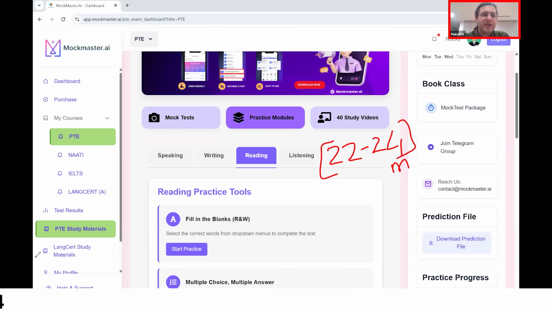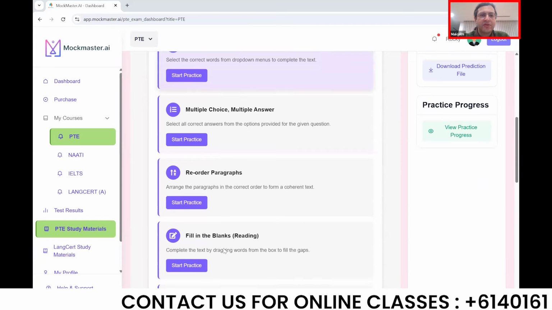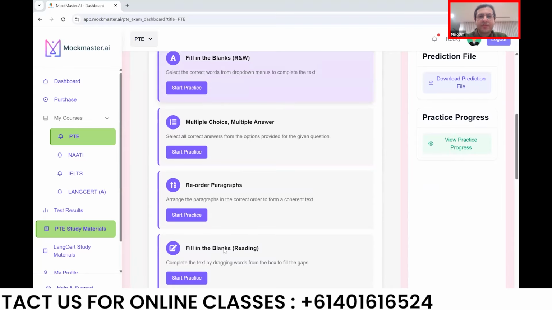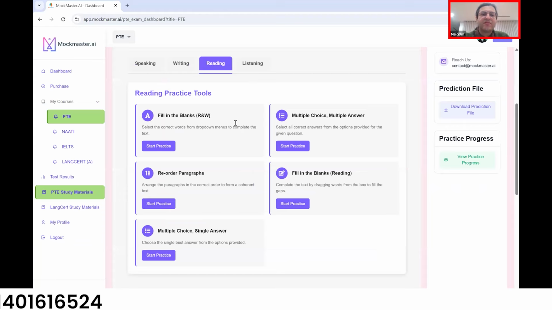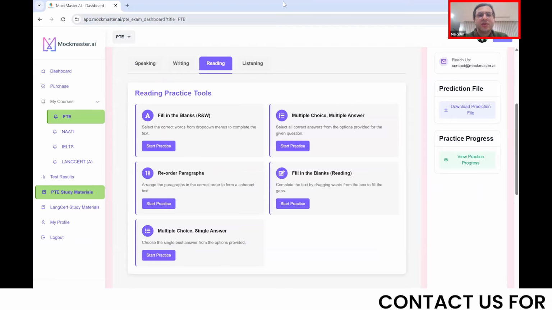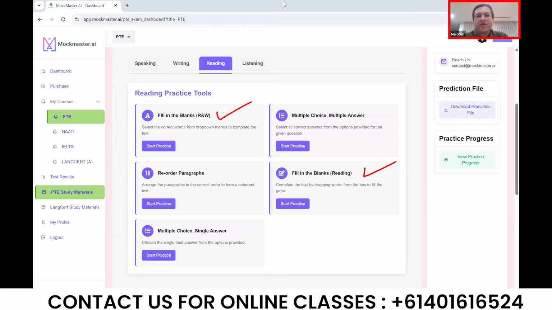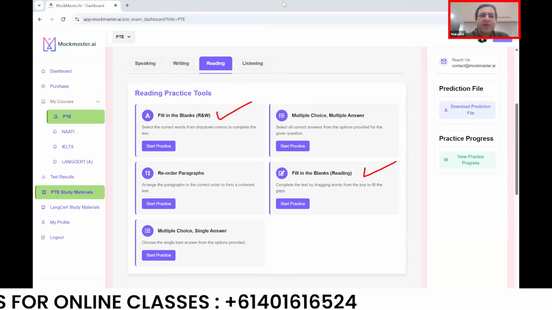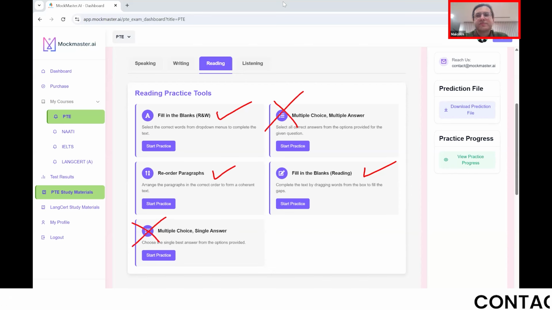Now, out of all these 5 tasks, which are the ones which you see on your screen right now, fill in the blanks, reorder paragraphs, and 2 multiple choice tasks. Fill in the blanks is really important. The multiple choice tasks are really important. And the third in priority is reorder paragraphs. This is not important.